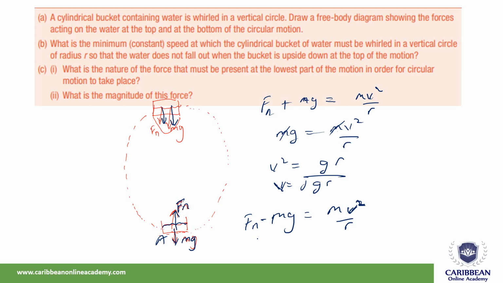It says, what is the nature of the force that must be present at the lowest point of the motion in order for circular motion to take place? So this is what we're talking about. The nature of the force is going to be the normal reaction force. So that is the force that will be present at the bottom of the system that is causing a circular motion per se, because that's the force that is acting towards the center. It says, what is the magnitude of that force? The magnitude of that force, Fn, is going to be given as mv squared divided by r plus mg.